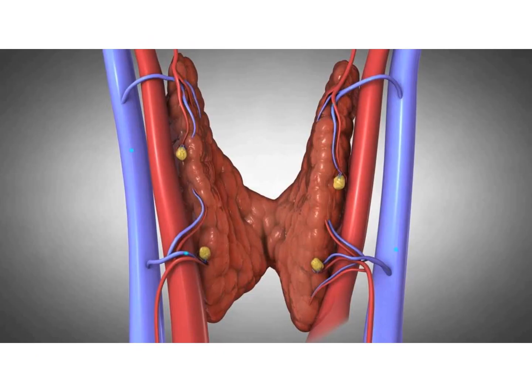This is a posterior view of the thyroid gland, and here you can see the superior parathyroid gland on both sides and the inferior parathyroid glands. These are in a common position, but they can be in abnormal positions as well.